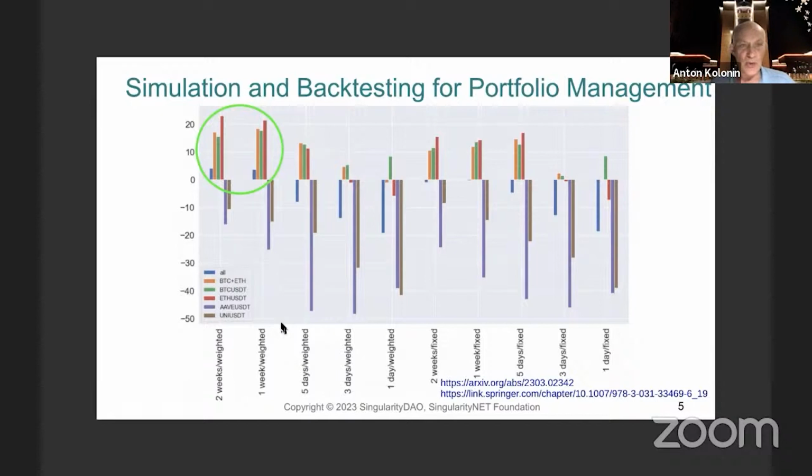So, for example, you can see that if you have the 1 week or 2 week strategy evaluation period, then regardless of any settings, blue bars correspond to positive return and positive alpha about 4%.